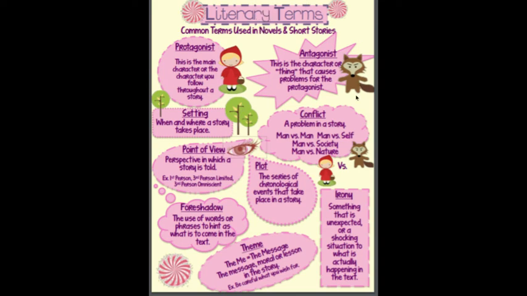The antagonist is the character or the thing, because it's not always a person or a character. Sometimes the antagonist can be weather, like a tornado, something that causes problems for the protagonist. So the protagonist is the main character, aka the good guy. The antagonist is the character or thing that causes problems for the protagonist.